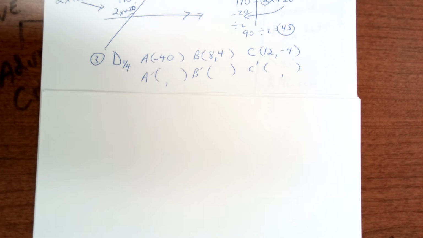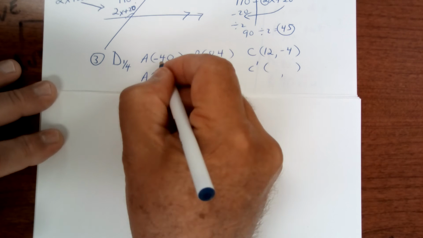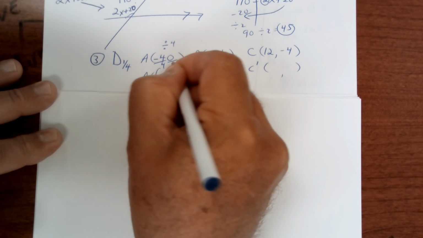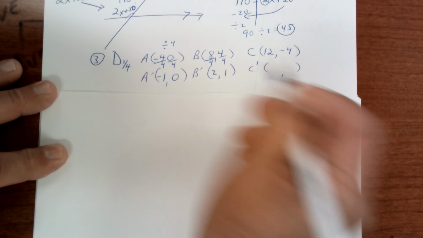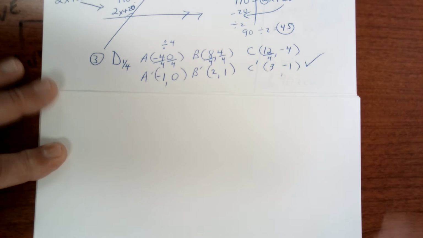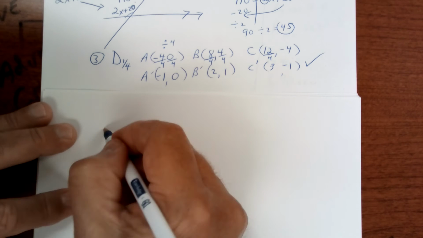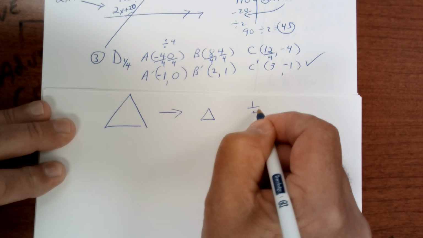This one says a dilation of 1/4. So to do a dilation of 1/4, what you're going to do is divide by 4. So when you divide by 4, you get a -1. When you divide by 4, you get 0. When you divide by 4, you get 2 and 1. And when you divide by 4, you get 3 and -1. And that should be your dilation. And so in other words, you're going to start off with something very big, and you're going to end up with something very small. 1/4 is the scale factor.